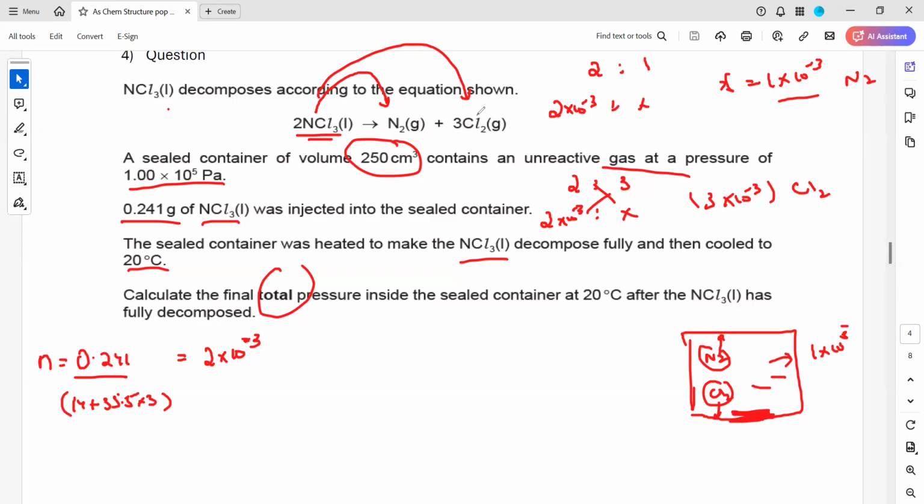So what is the total moles of the gas? 3 × 10^-3 moles of chlorine and 1 × 10^-3 moles of nitrogen. So the total moles of the gas will be 4 × 10^-3. The total, the sum. Is it clear?